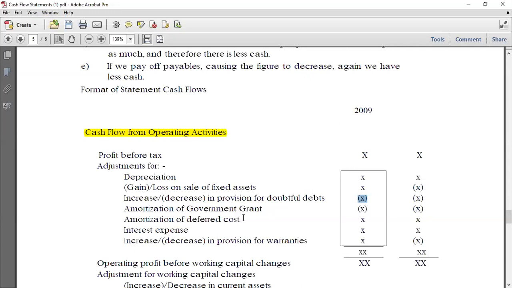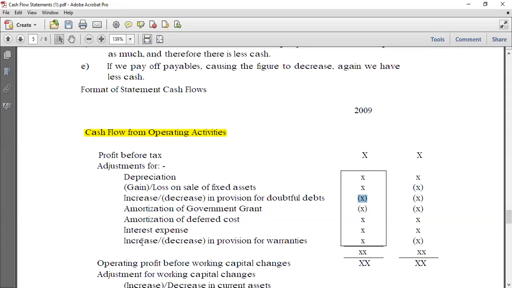Now, once you're able to do that, in the same way, for the interest expense as well, we also have to make an adjustment. In most cases, this interest has not yet been paid, okay? But because we are calculating our profit, this interest is actually deducted. So when we are making the adjustment, we have to add it back, okay?